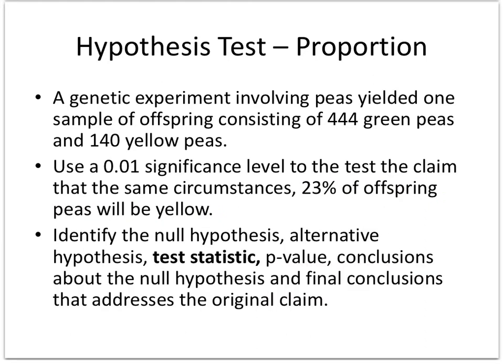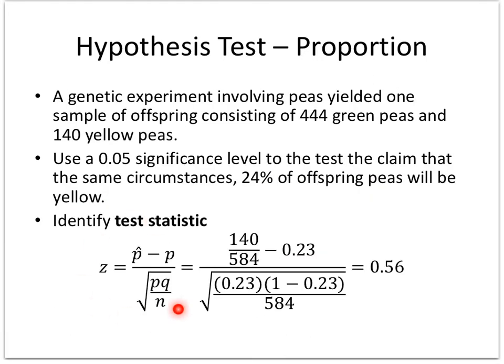All right, let's find the test statistic. We've used this formula before, where p hat is 140 of the yellow out of the total. So this 584 is the green plus the yellow, minus my population proportion, and then divided by the square root of p times q, where q is 1 minus p, divided by the sample size, and you get 0.56.